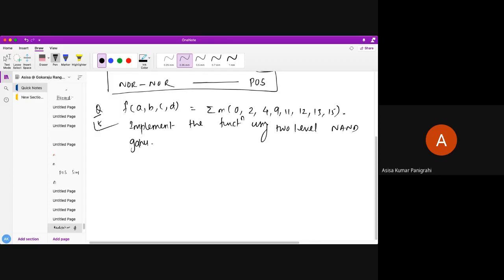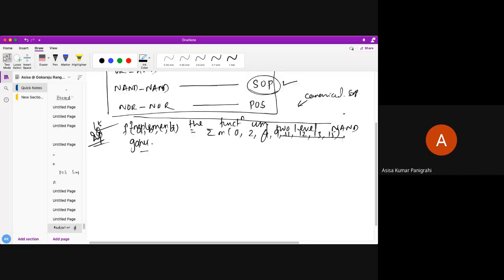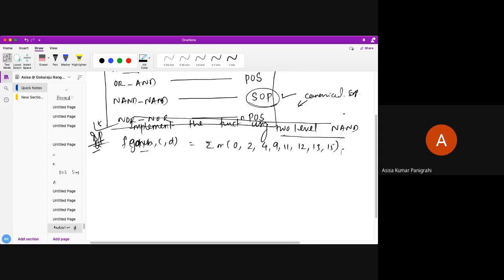It's a 5-mark question and an important question, students. What you need to do here: the function is given in the form of canonical SOP. First of all, you need to check what implementation he is asking for. He is asking for two level NAND gate. So obviously, if it is two level NAND gate, we need the function to be an SOP type of function.